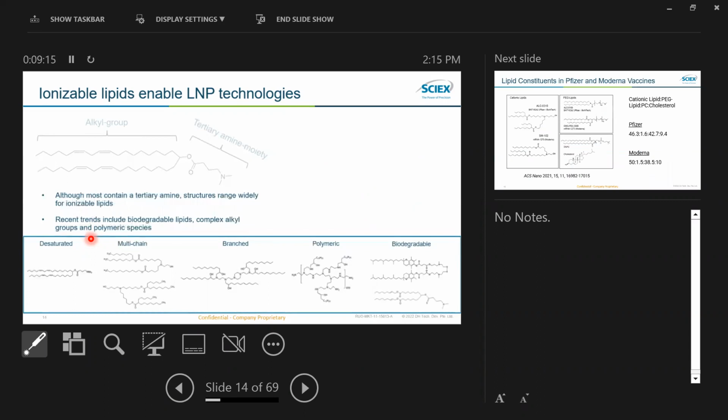And down here on the bottom are different structures of ionizable lipids. This is MC3 again that has desaturated alkyl groups. There are multi-chain ionizable lipids, branched, polymeric, biodegradable. These types of lipids are designed on purpose to be biodegradable, so they can be removed from the biological system after administration.